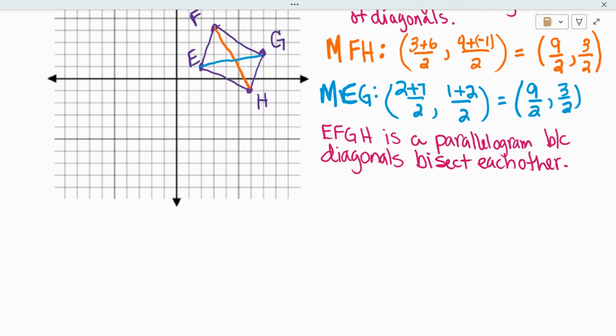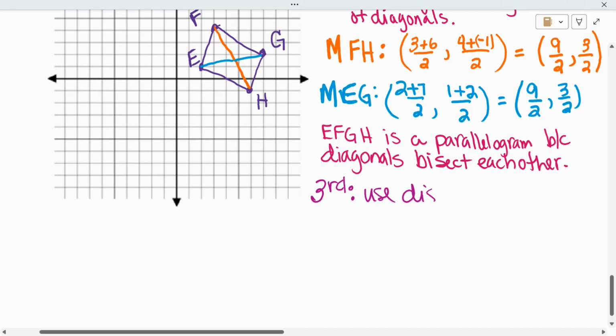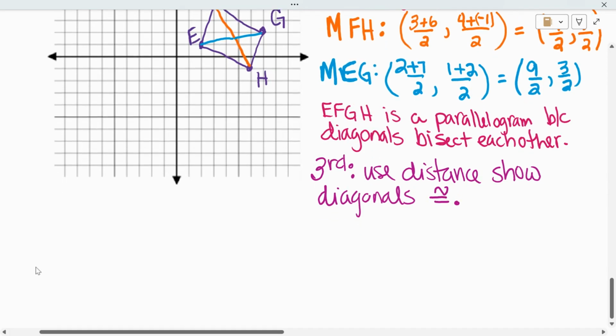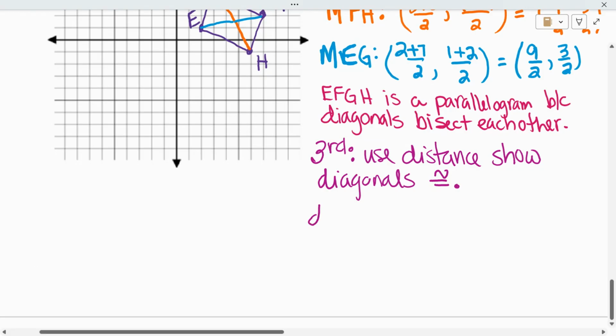What's the easiest way to show that it's a rectangle? So that's what we have to do next. Use distance to show the diagonals are congruent, right? Isn't that what we're trying to show? That the diagonals have the same measure. So I have to find the distance of FH first.